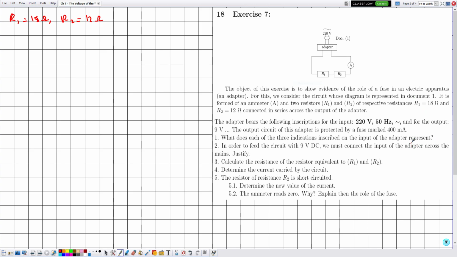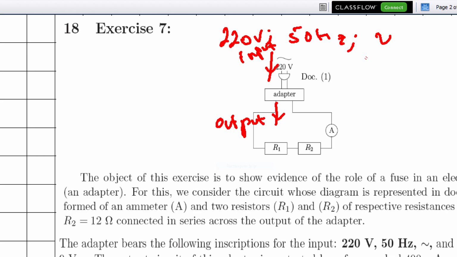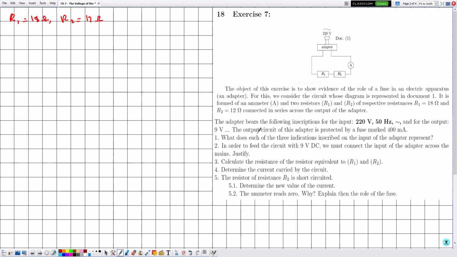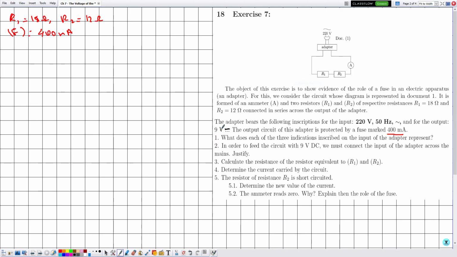Now the adapter bears the following inscriptions for the input: 220 volts, 50 Hz, and this symbol stands for AC sinusoidal. So here this is the input and this is the output. Then the input must be 220 volts, 50 Hz, and AC sinusoidal. And for the output 9 volts, the output circuit of this adapter is protected by a fuse marked for 100 milliamps. Then the fuse is marked by the following indication. Here there is a missing indication, which is this. Now this means a DC voltage. Usually DC voltage is denoted by this, but this is another indication for a DC voltage.